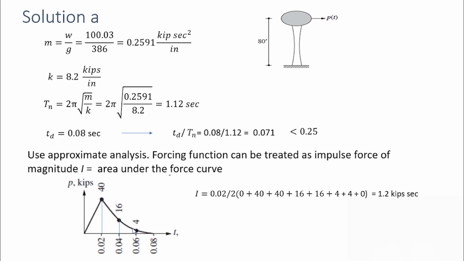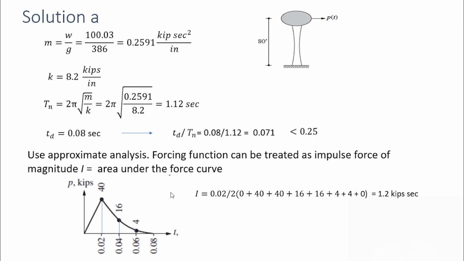We approximate this as trapezoids, and we can find the area as the sum of the areas of these trapezoids. For the first one, the time step is 0.02, so 0.02 by 2 times this side plus this side, that is 0 plus 40. For the next one, it is again this side plus this side, so 40 plus 16. For the third one, it is 16 plus 4. Last one, it is just 4 plus 0. So we can find the area as 1.2 kips seconds.